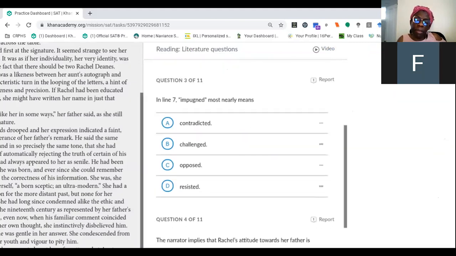In line 7, "impugned" most nearly means. Okay, so what we would do on the paper test, we would go to line 7 and put a little star and underline there, so that when we start reading, we know we're looking out for that word. And right then we can answer that question. Okay, keep moving.